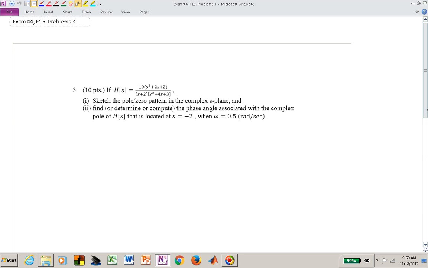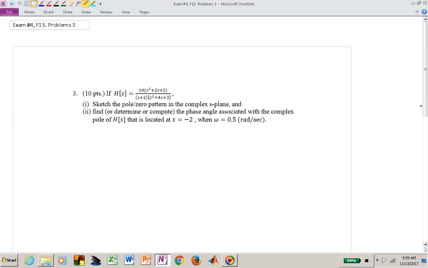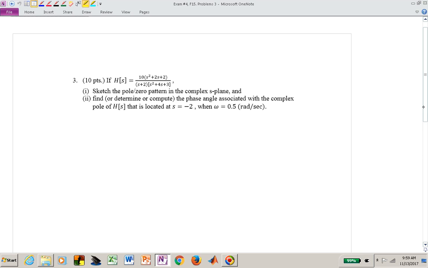We're working through some review problems for exam number 4. This is problem number 3 from an earlier exam from fall of 2015. This one is asking us to sketch the pole zero pattern in the complex plane and then determine an angle that's contributed or associated with one of the poles or zeros.